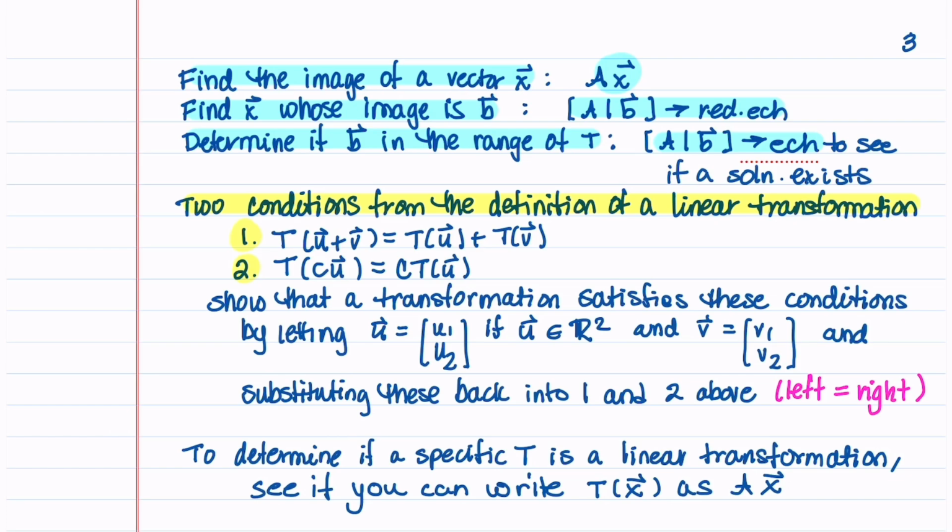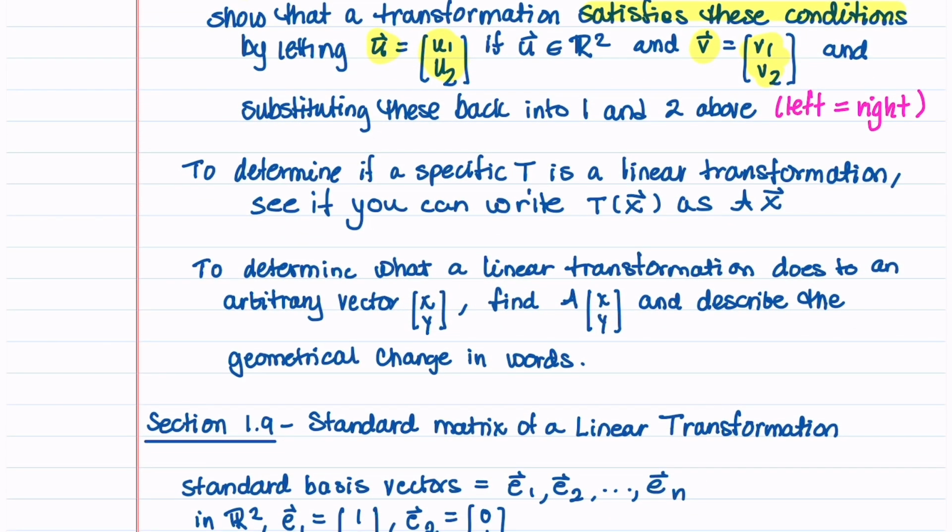To show that a transformation satisfies these conditions, you're going to let u be u1, u2, if u is in R2, and then v be v1, v2, and then substitute these back into conditions 1 and 2 and make sure that the left side equals the right side. To determine if a specific T is a linear transformation, you can see if you can write T of x as A times x.